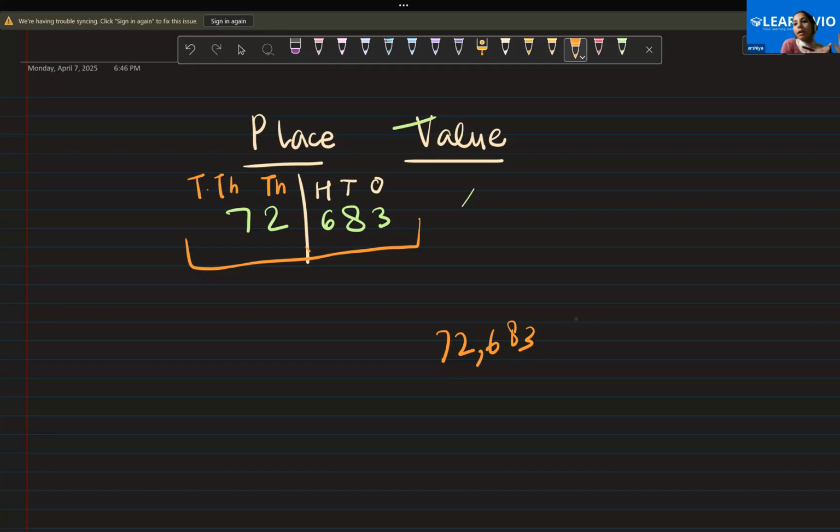Now this number is divided into two parts. Yeah, were you saying something? No. Okay. So now this number is divided into two parts. We know that these three are hundreds and these two will be in thousands. So I can easily read this number as 72,683. Does that make a little sense? Yes. All right.